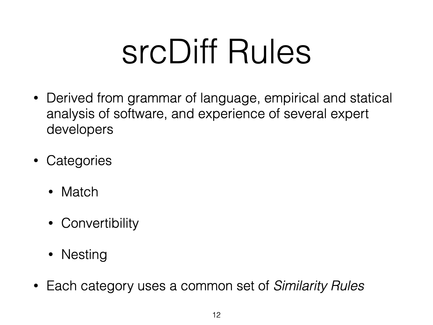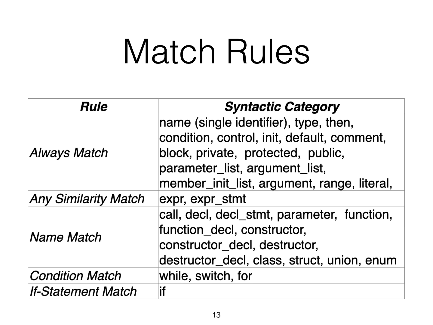When we consider a change to be a match, a particular form of match we call convertibility, which is used, for example, to determine if a for statement can be changed into a while statement, and nesting, which determines if one node should be a child of the other. Additionally, incorporated by all the rules is a set of similarity rules. Here is a list of the match category rules and the nodes that apply to them.